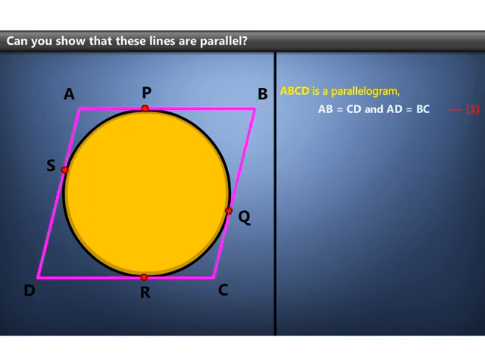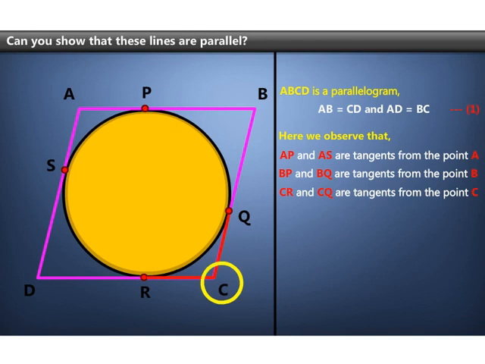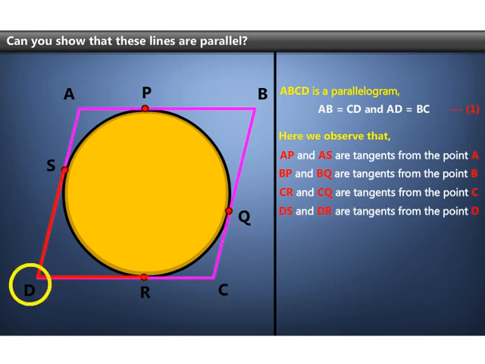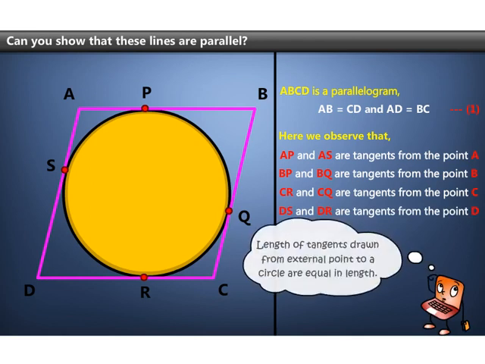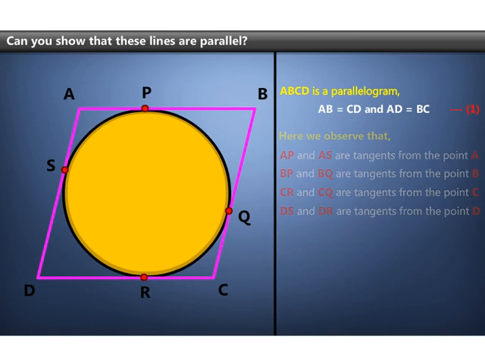Here, we observe that AP and AS are tangents from the point A. BP and BQ are tangents from point B. CR and CQ are tangents from point C. And DS and DR are tangents from point D. Lengths of tangents drawn from an external point to a circle are equal in length.